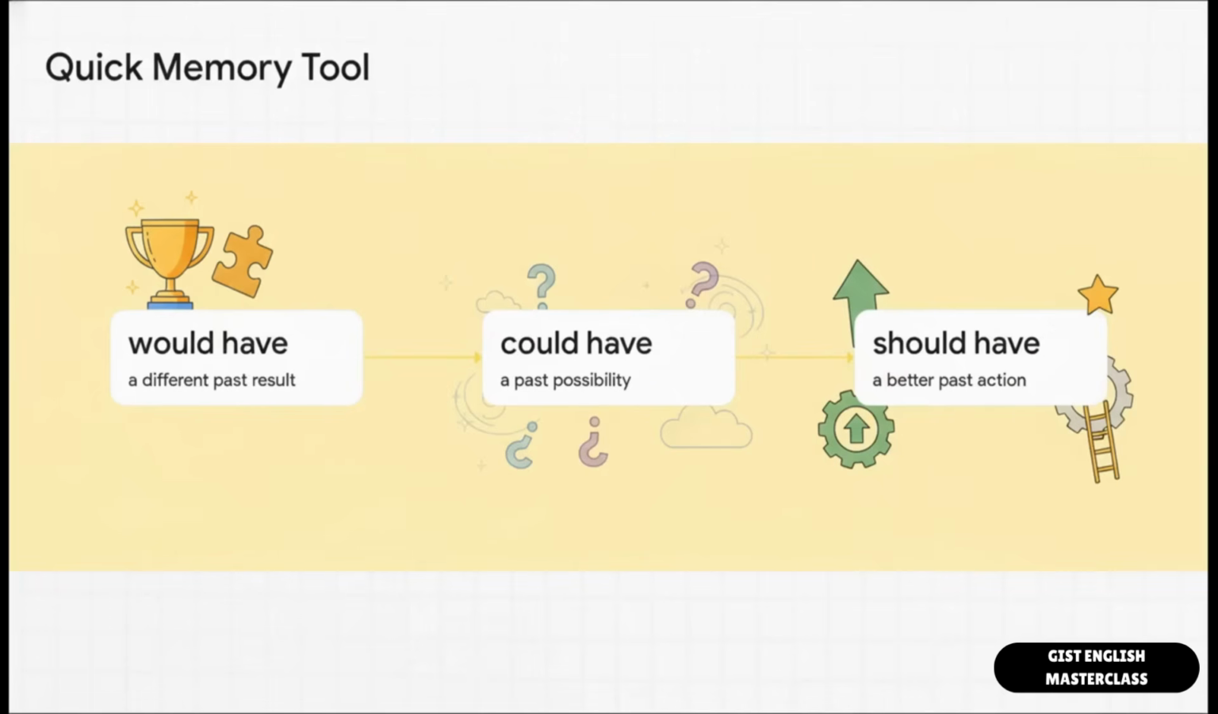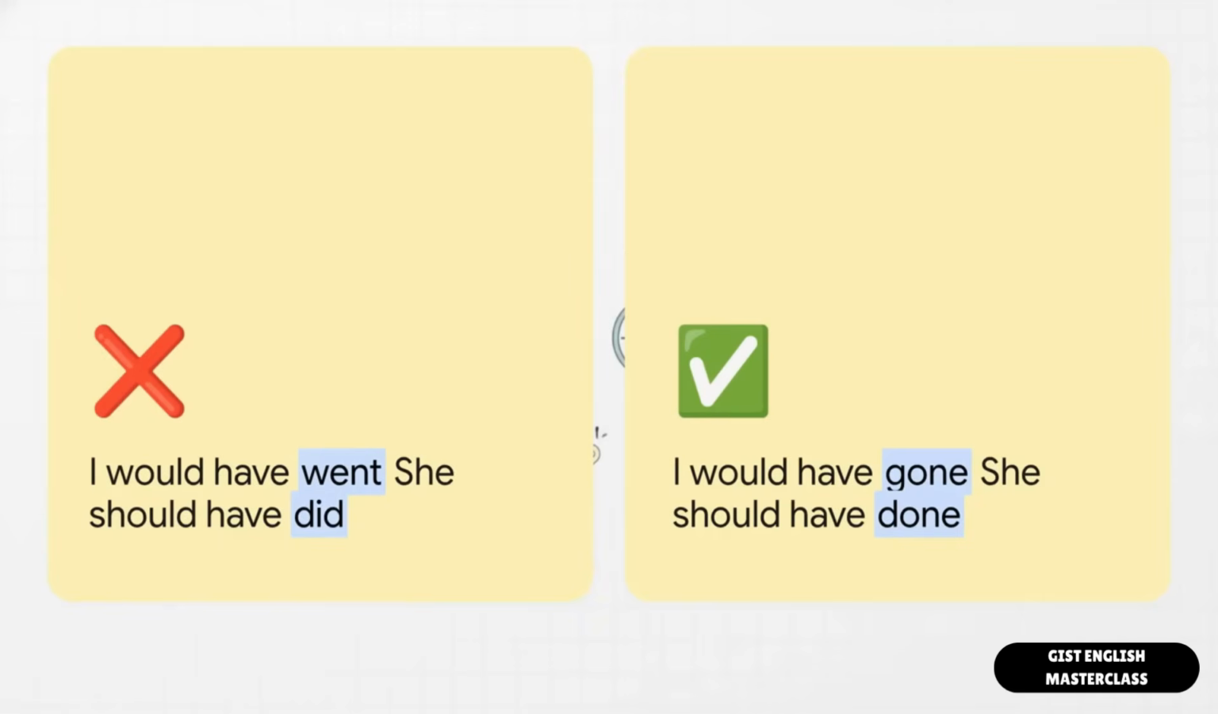So here's a super simple way to remember all this. Think of it like this. One, would have equals a different past result. Two, could have equals a past possibility. And three, should have equals a better past action. Just remember those three key ideas: result, possibility, and action. Easy, right? Now I've got a quick pro tip for you.